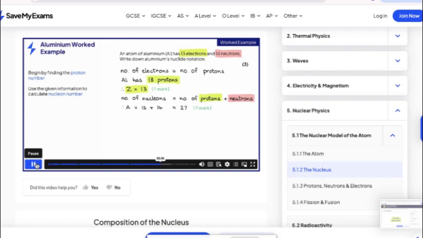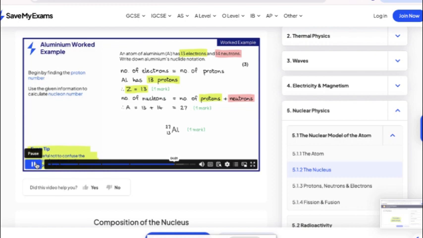Finally, we need to write it out in the proper format. Nucleon number is typically at the top left of the chemical symbol, which was given in the question as Al, and proton number is given at the bottom left. This is the final mark. Now, the number of neutrons is not included in an atom's nuclide notation. You won't get away with just sticking the two numbers from the question in front of aluminium's chemical symbol.